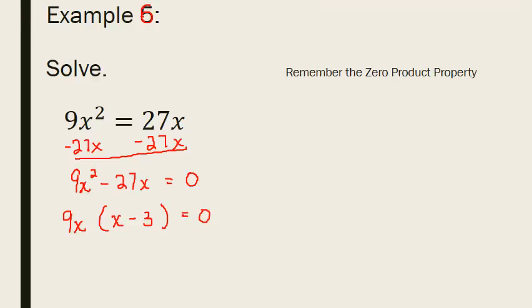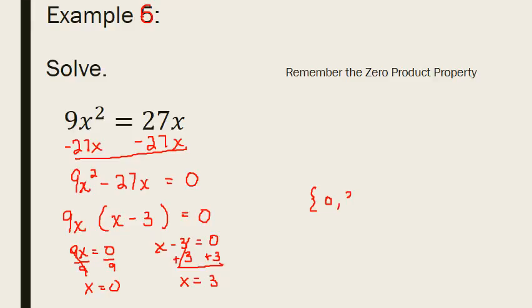And then take each factor, the 9x and the x minus 3, and set them both equal to 0. 9x equals 0, and x minus 3 equals 0. And then we solve. Divide by 9. 0 divided by 9 gives us 0. And then add 3 to both sides, and x equals 3. So our two answers on this one would be 0 and 3.